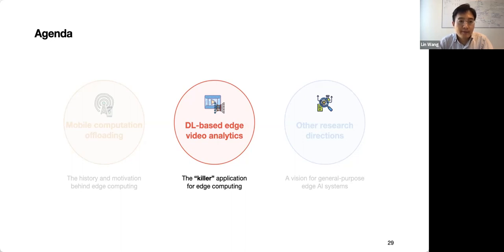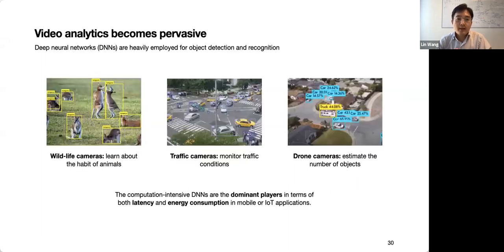So basically, people have found that for those kinds of applications, maybe offloading the deep learning part to a server would be very beneficial, just as the Siri example we have talked about. So as we know, we have different applications that are heavily deployed based on deep neural networks for inferencing over the video streams. For instance, we have cameras that are capturing the wildlife to learn about their habits, and also we have traffic cameras on the road, at the crossings, to analyze the traffic flow or to monitor the traffic conditions. Or we have drone cameras that are used to estimate the number of objects in a parking lot, something like that, right?